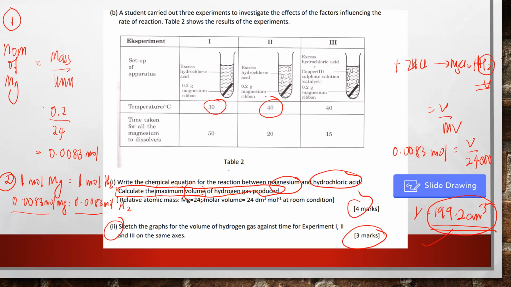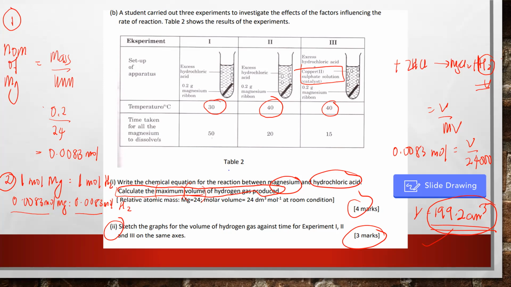Now let's look at 2 and 3. What's the difference? 2 and 3 same temperature, but 2 and 3 got difference. The time taken. What difference? Oh, catalyst, yeah. Copper. Yeah, I got catalyst. Okay. So who must be the highest of them all? 3. 3 followed. Okay, later you all draw for me.